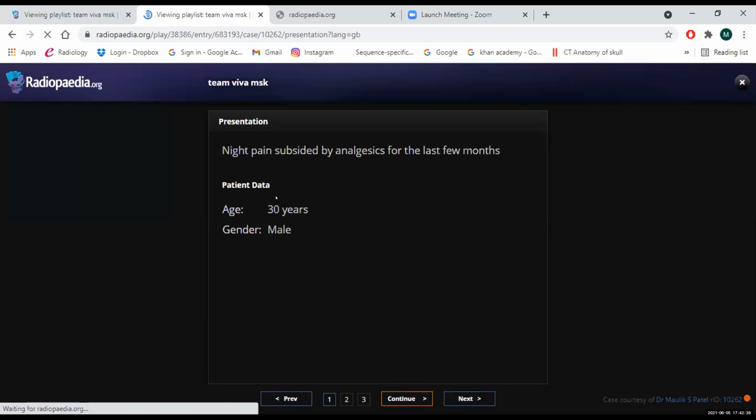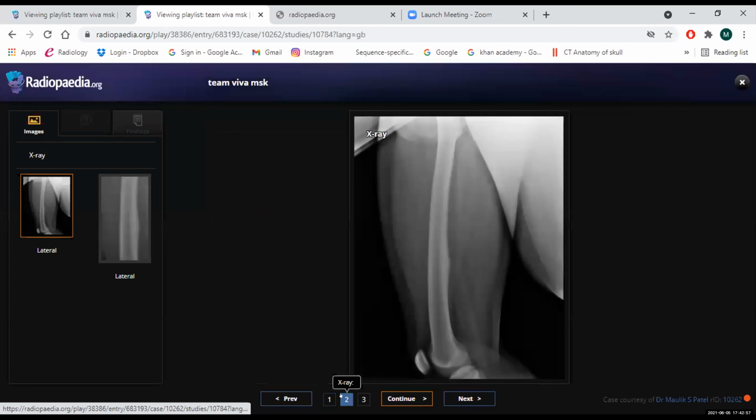Next case. Okay, is this the next case? Yes, this is the next case. A 30-year-old male with night pain, subsided by analgesics for the last few months. Okay. Can you see the X-ray?